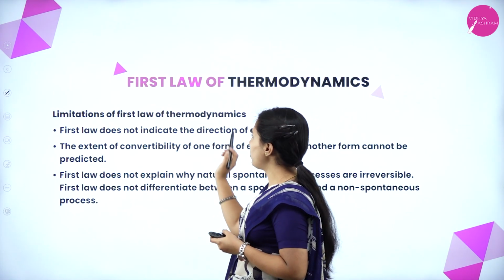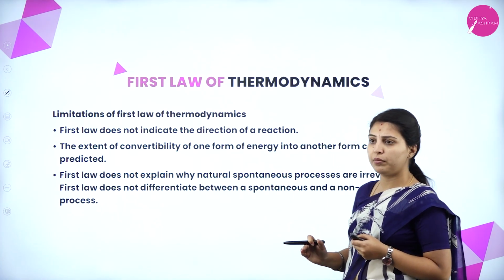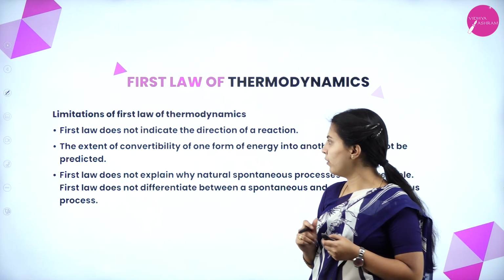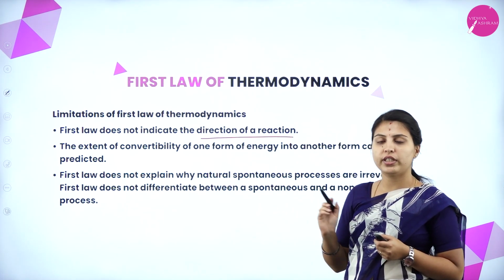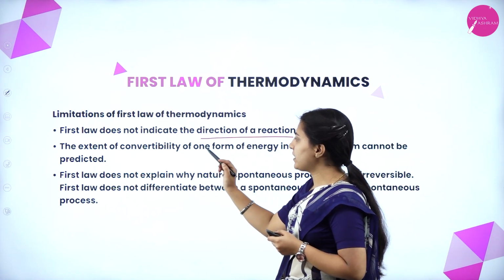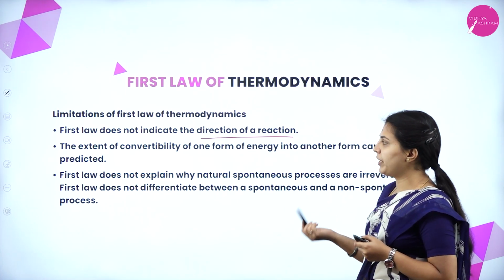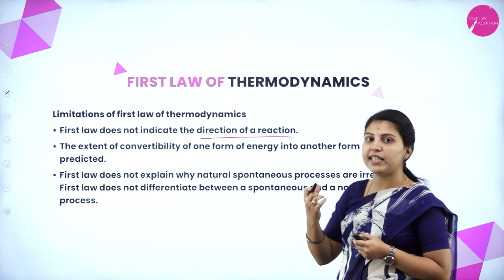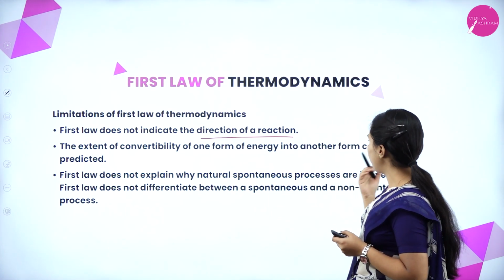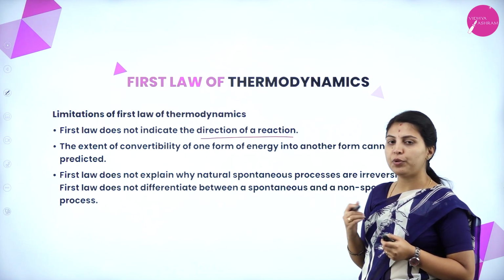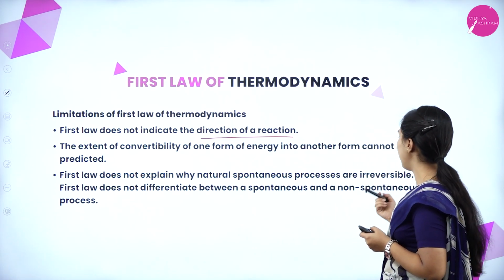Next, limitations of the first law of thermodynamics. After seeing so many points of the first law of thermodynamics, there are also many limitations. The first law does not indicate the direction of a reaction. It doesn't show the direction of the reaction. The extent of convertibility of one form of energy into another form cannot be predicted. How much extent it can convert, it cannot show or predict properly. The first law does not explain why natural spontaneous processes are irreversible.